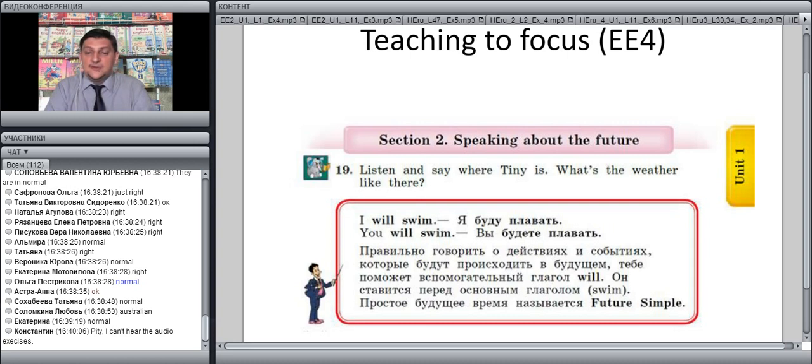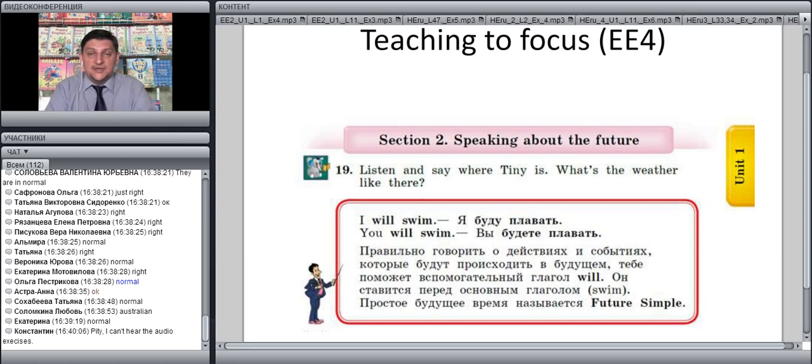So for example, if you look at this exercise from Enjoy English Grade 4, you will see that the story is not very long, but the task is such that students need to listen and hear two details. So it's listening for specific information. Listen and say where Tiny is, what's the weather like there. So the students need to be attentive.